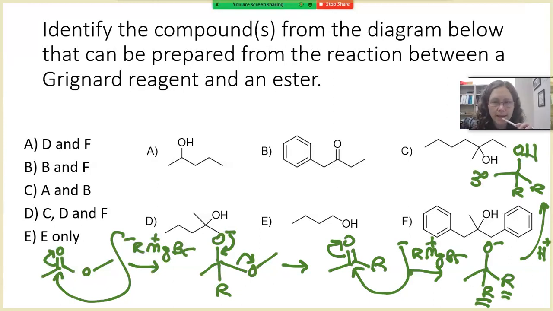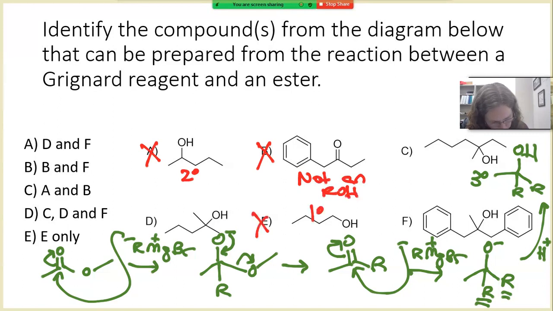So if we take a look at our products, there's a few that we can cross off right away. Number 1, B. B is not an alcohol. So that one was pretty straightforward. If we take a look at our other options, we have secondary alcohol in A, so we can cross that one off as well. We can also cross off E because E is primary alcohol. So that leaves us with C, D, and F.